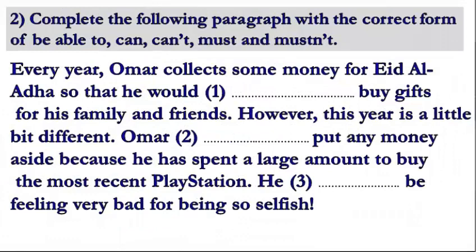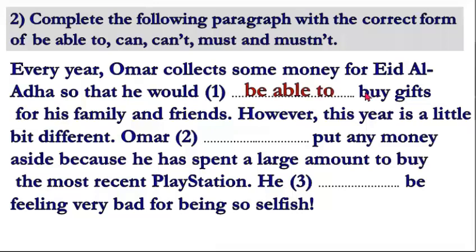Okay, let's start with number 1. Let's read together. Every year, Omar collects some money for Eid al-Adha so that he would... it means we cannot use another modal after would. I cannot say would can, would could, or would must, or would mustn't. So you have to use would be able to. He would be able to buy gifts.